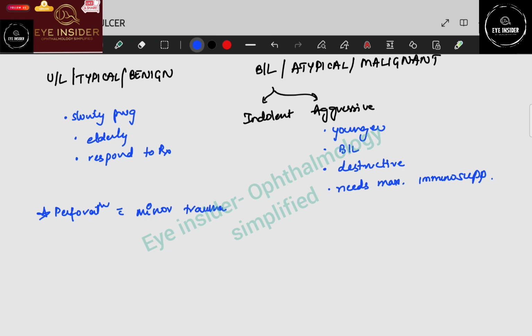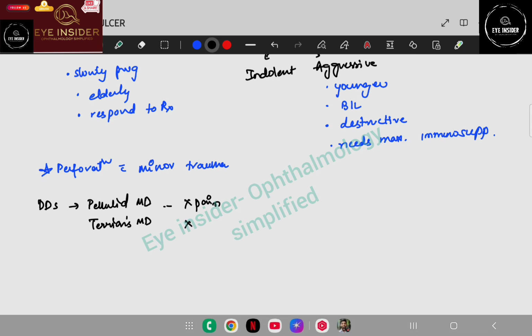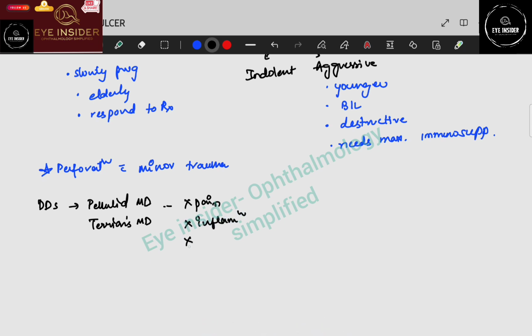Coming to differential diagnosis, we have pellucid and Terrien marginal degeneration, in which there is no pain, no inflammation, no scleritis or iritis, right? And the epithelium is intact. And the treatment is similar to that of PUK as we have discussed earlier.